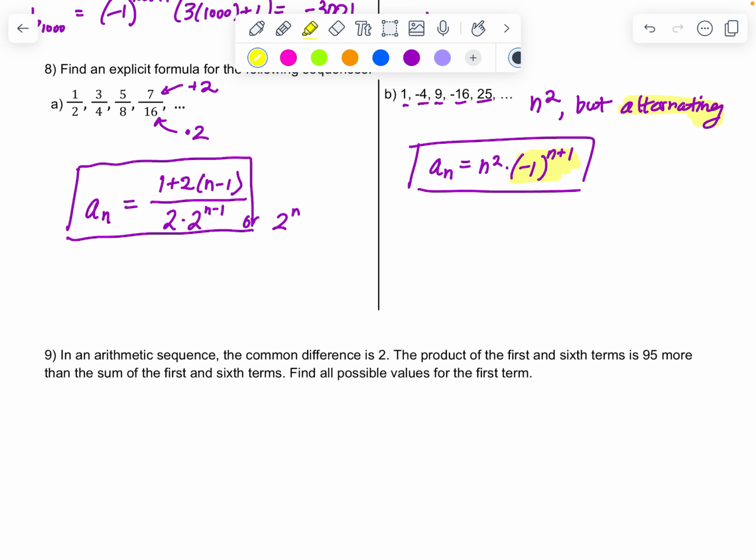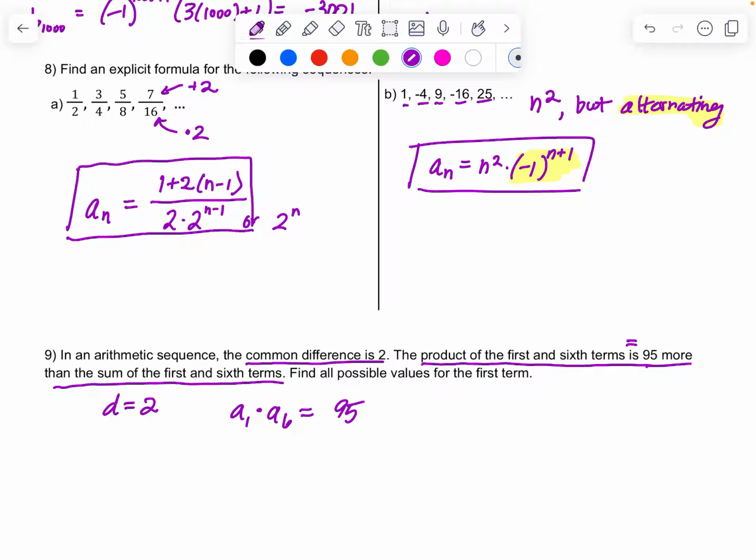All right, last question. This one makes you think a little bit. It says the common difference is 2, so we know d is 2. The product of the first and the sixth terms is 95 more than the sum of the first and the sixth terms. Okay, that's kind of a lot. So the product of the first and the sixth equals 95 more than the sum of the first and the sixth terms.